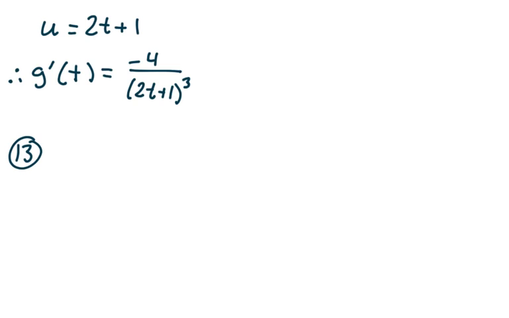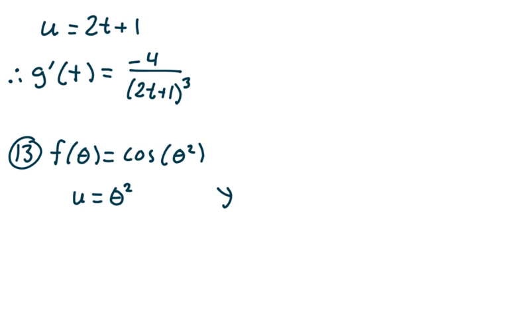Let's take a look at 13. Suppose f of theta is equal to cosine of theta squared. So my inside function here will be the argument of the cosine, which in this case is theta squared. So I'm going to let that be u. So y is cosine of u.